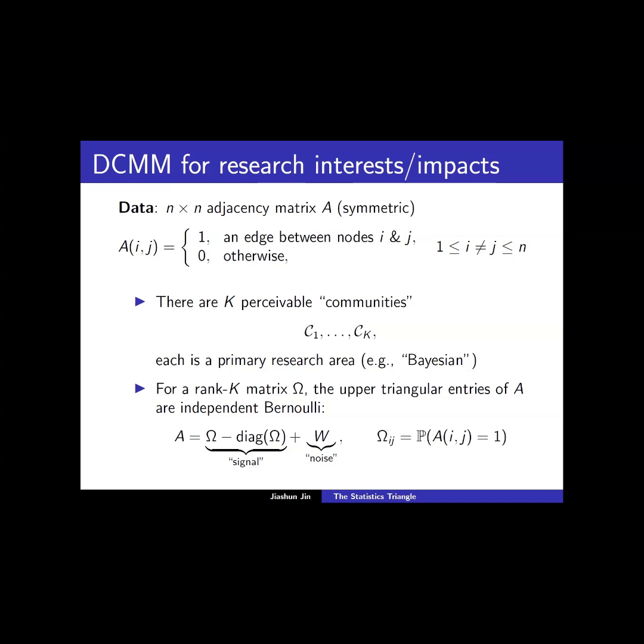And of course, the mixed membership model allows you to have sub-areas. For a rank K matrix Omega, we assume the matrix is symmetric. Arbitrary triangular entries of A are independent Bernoullis, but the Bernoulli parameters can be drastically different from one to another. Question?